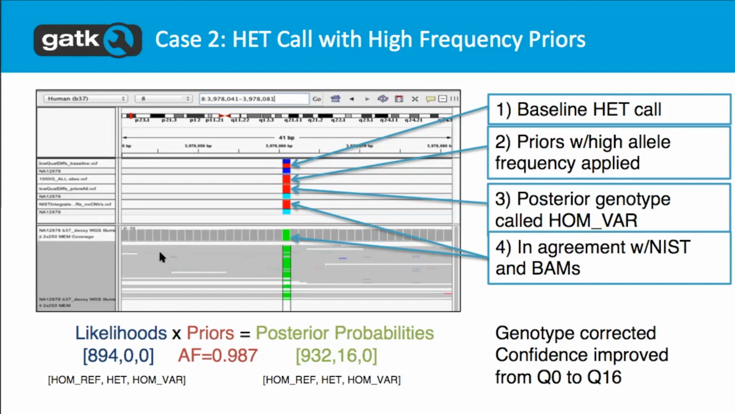Now, you realize that Q16 is still not huge. That's still not a very high confidence. And so we're still reflecting the fact that there was some original uncertainty, and it's not like we're super sure. It's just that this seems more likely. Right, that's an important distinction to make. Okay, any questions about this one?